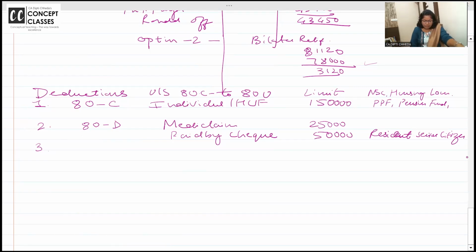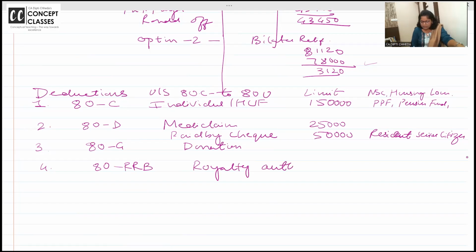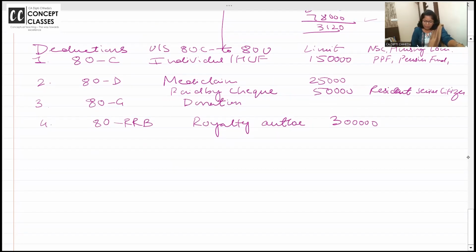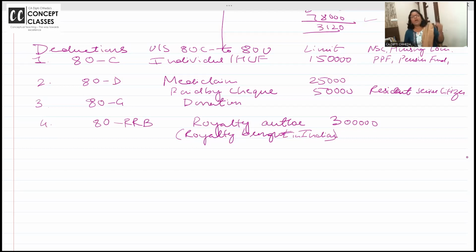Next, what you should know, very popular, is 80G, that is donation is allowed in that. Now 4 categories are there that you can check in more detail. And next what you should know is royalty, 80RRB. Royalty, what you get as an author. This deduction is allowed up to 3 lakhs, but important is royalty brought into India.